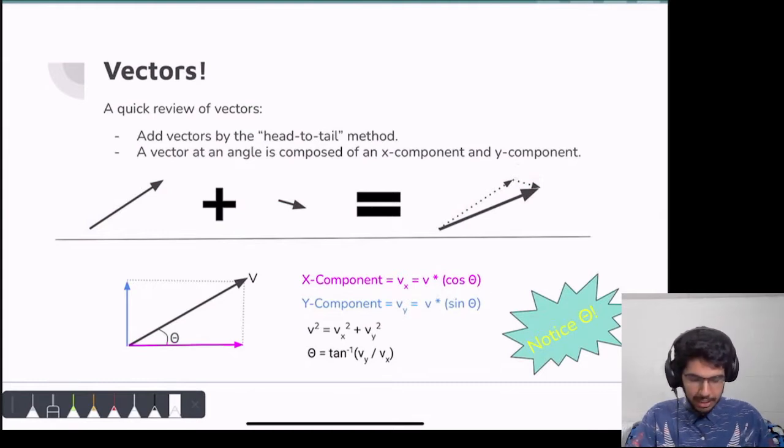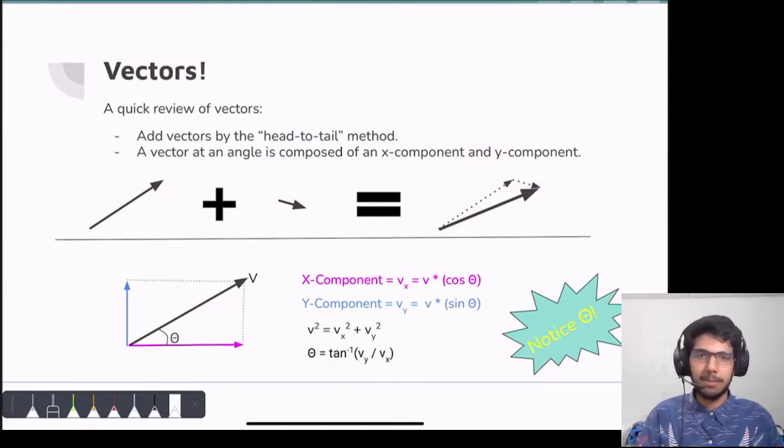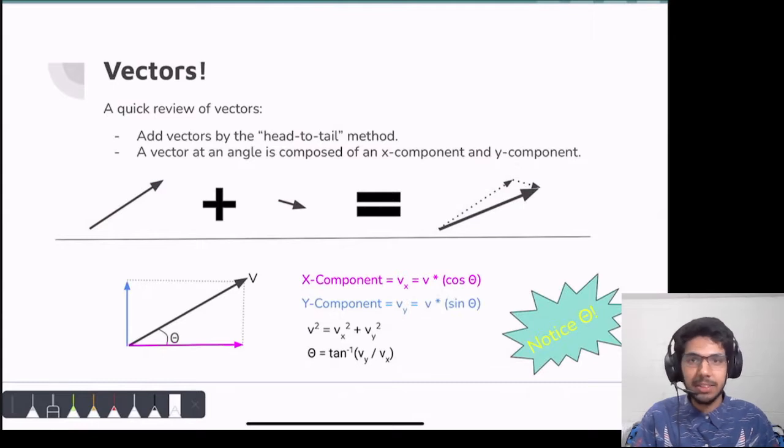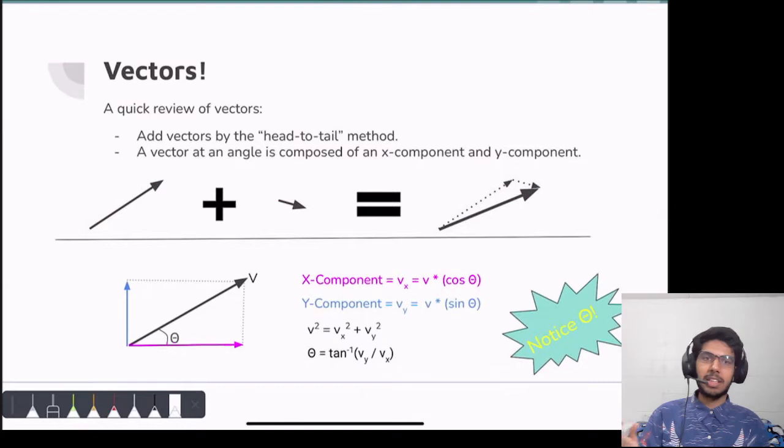And now we can see that if we draw the resulting vector from the tail of the first vector to the head of the second vector, that's the vector sum. So that's one way of adding vectors together. And another way of adding vectors is to do it by components, because vectors at angles have x components and y components. And we see that down here.